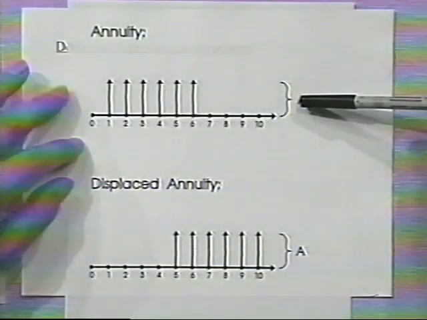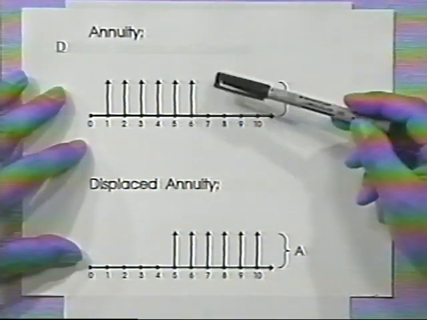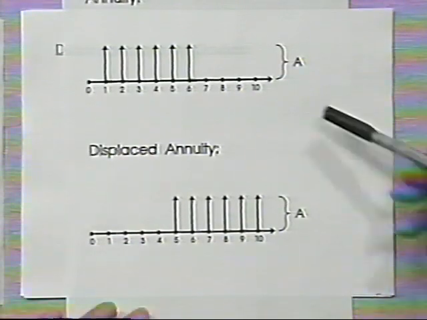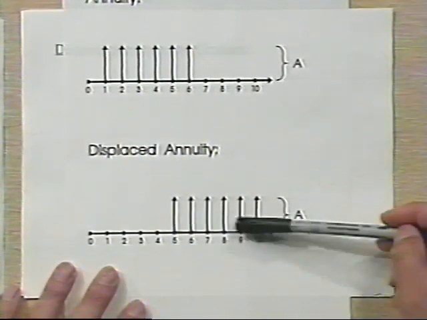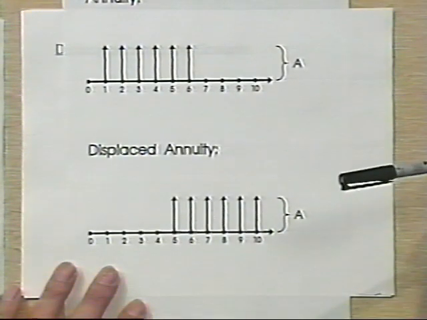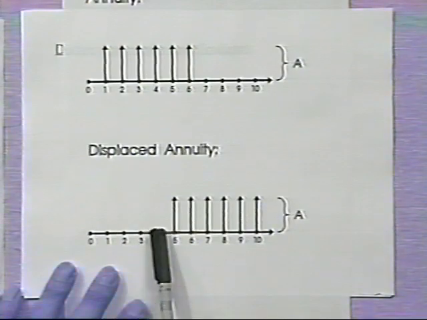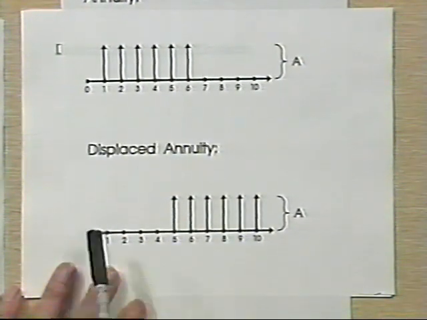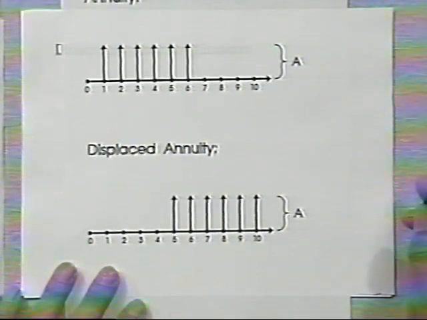Here's a diagram of a standard annuity, this one 6 periods in length. And I'd like you to compare it to the one below of a displaced annuity. You can see the number of periods of payment are the same. The compounding period and the payment period are the same. But what's different in the displaced annuity is that the first payment doesn't occur at the end of the first year, as in the standard annuity. It's been displaced in time. This one's been displaced 4 years in time.